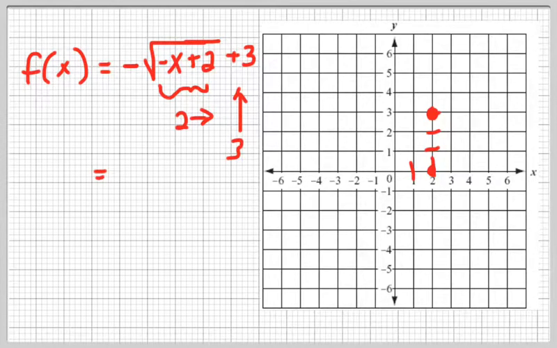It is going to point to the left because of the negative x inside, and it's going to be upside down because of the negative on the outside. So it's going to go 1, 1, upside down, so it's 1, negative 1. It's going to go 4 and down 2, like so. Okay, I hope that helps you with your homework.